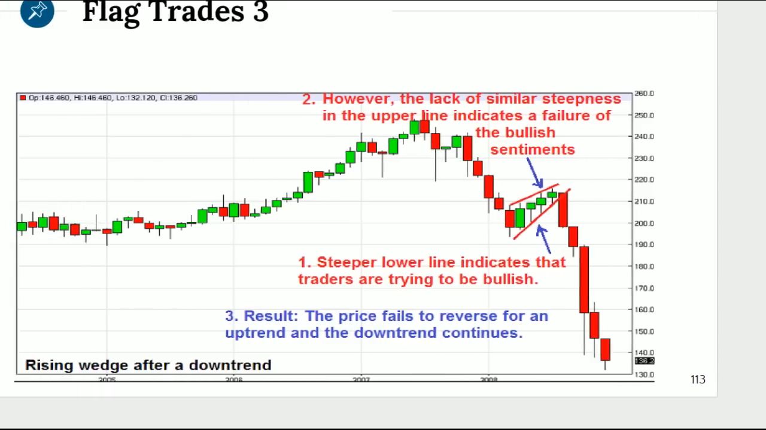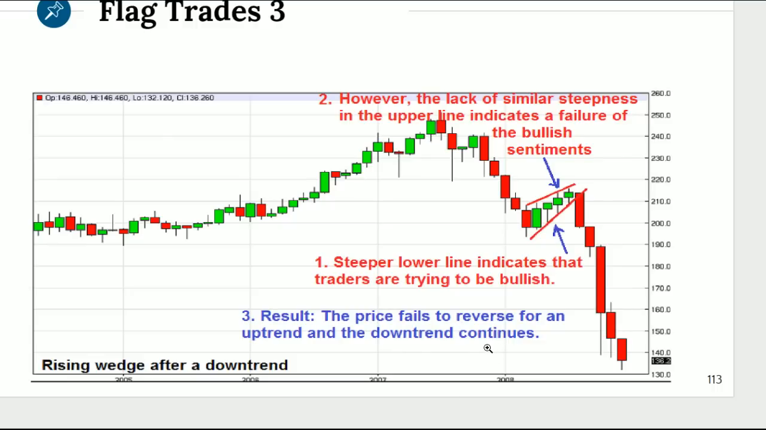So this is a rising wedge. This is the most bearish wedge after a downtrend. So step one, the steeper lower line indicates that traders are trying to be bullish right here. You see that red line? They're trying to be bullish. However, when you look at the top, the lack of similar steepness in the upper line indicates a failure of the bullish sentiment. Result: the price fails to reverse into an uptrend and the downtrend continues. That is a textbook bear flag rising wedge, or at least my interpretation of it.